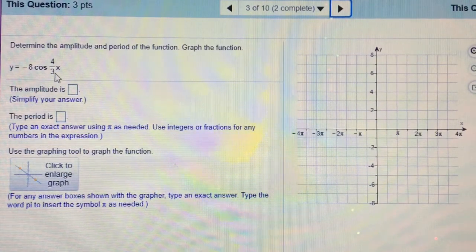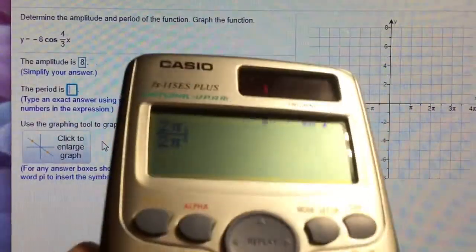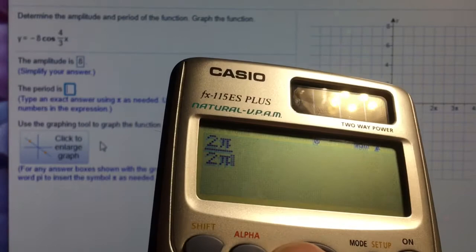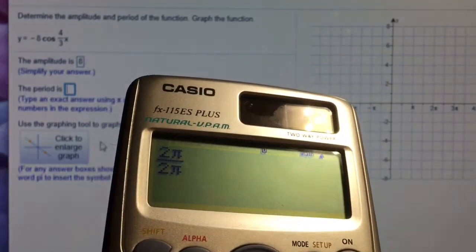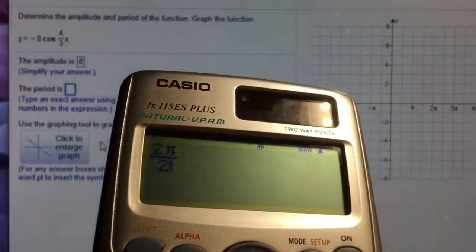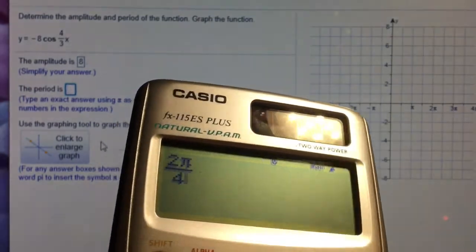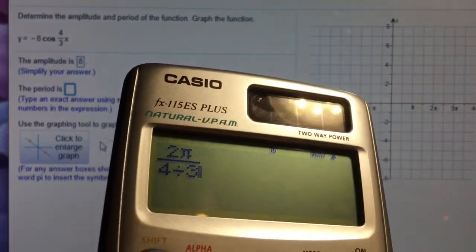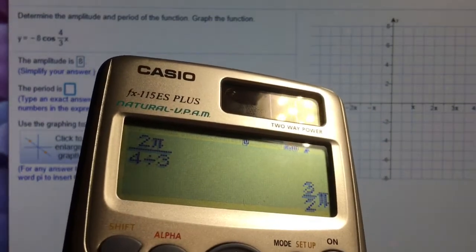-8 cosine 4/3 x. Well, the amplitude is 8. The period, I'm going to do 2 pi divided by 4/3. So I'm just going to back arrow in and delete that and change it to 2 pi divided by 4/3. So 4 divided by 3. And that'll give me the period pretty quickly. So my period is 3 pi over 2.